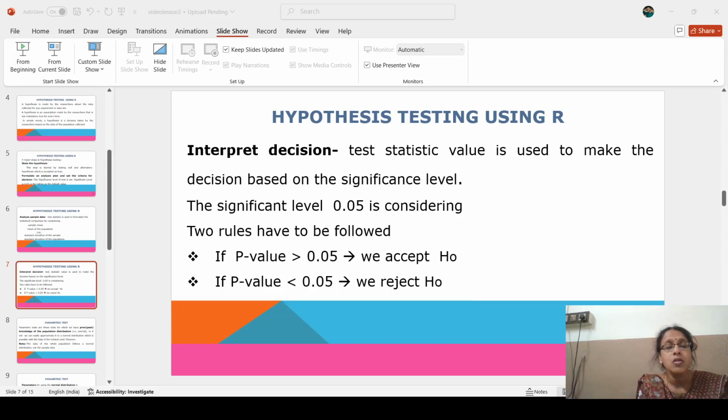There are two rules to be followed. One is if the p value is greater than 0.05, we accept the null hypothesis. If the p value is less than 0.05, we reject the null hypothesis.